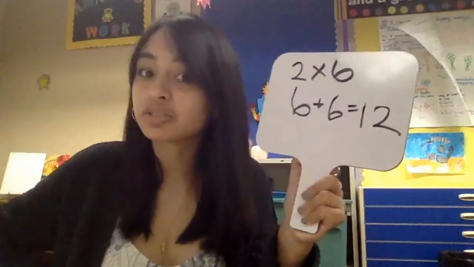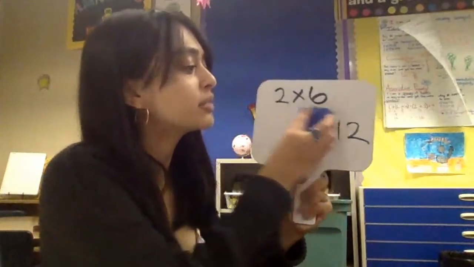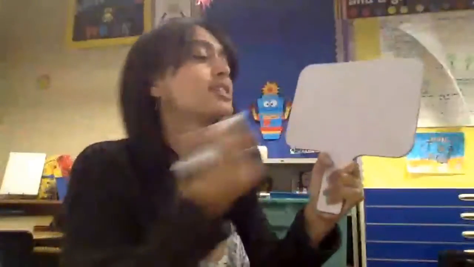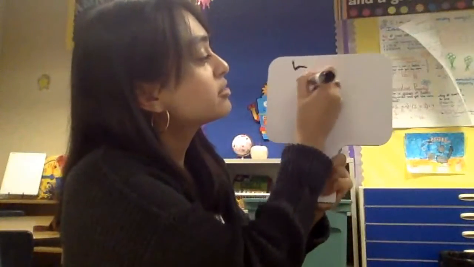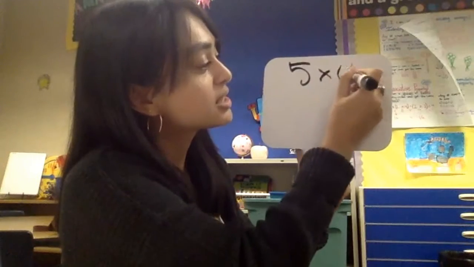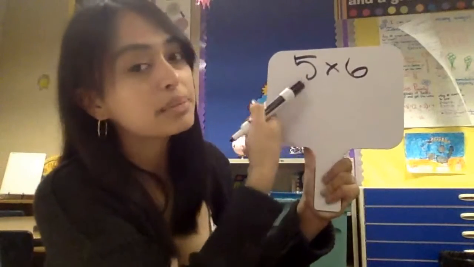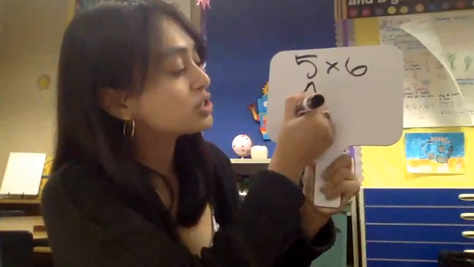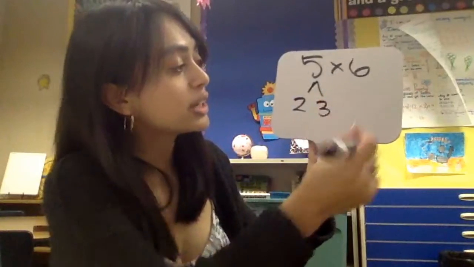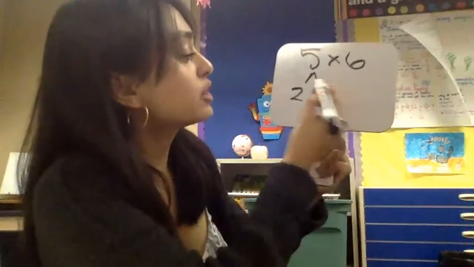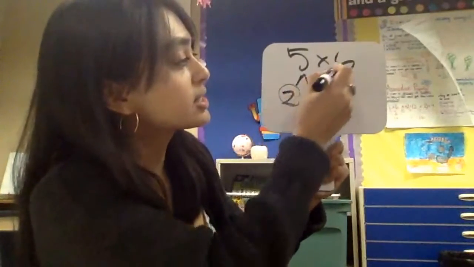But when we're moving on to 5 times 6, that one's a little bit more tricky. So let's look at it. We could skip count by 5s, or we can practice our distributive property. Let's practice. 5 times 6. I think I'm going to break up that 5 into a 2 and a 3. So our first step is to multiply our 2 times our 6.